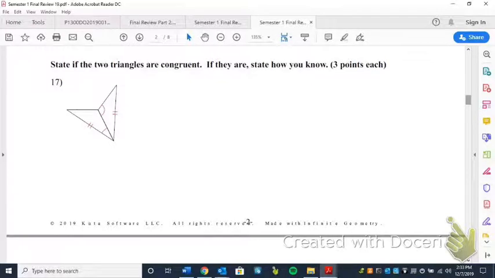Next up, 17. So the other one you do exactly like that. So 17, state if the two triangles are congruent. If they are, state how you know.